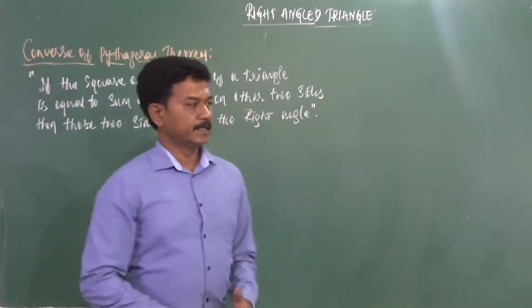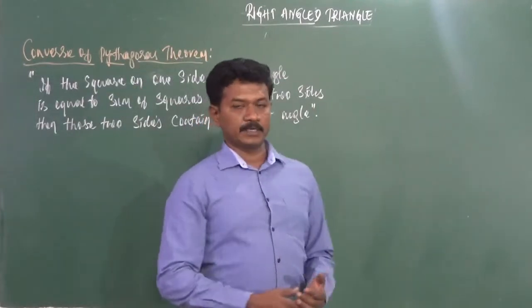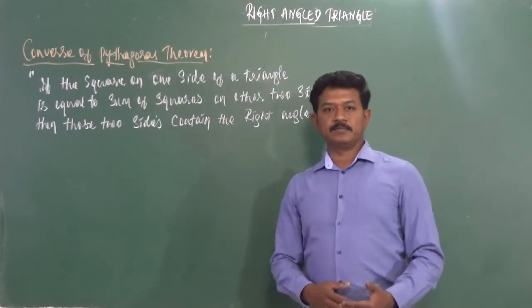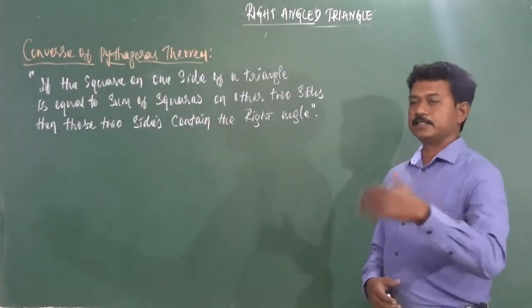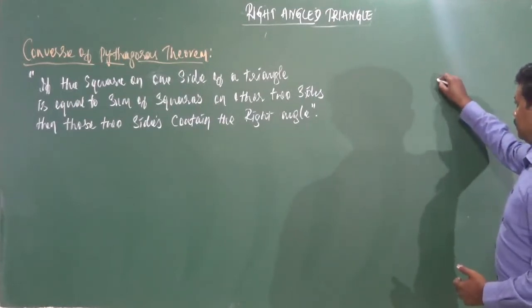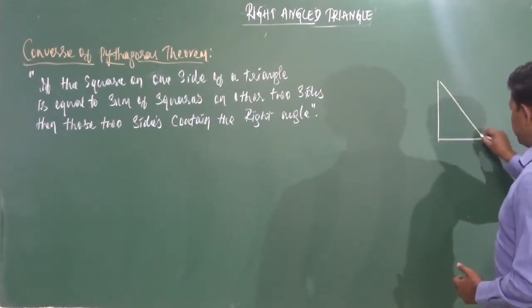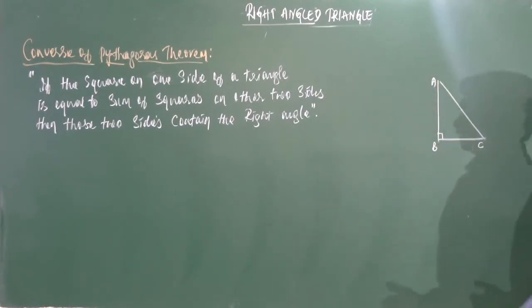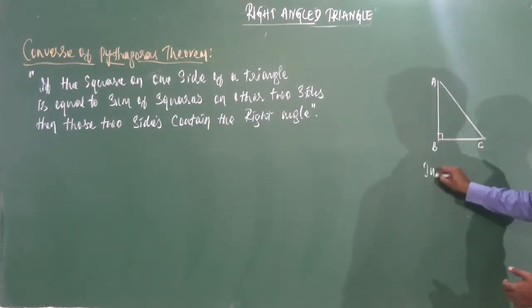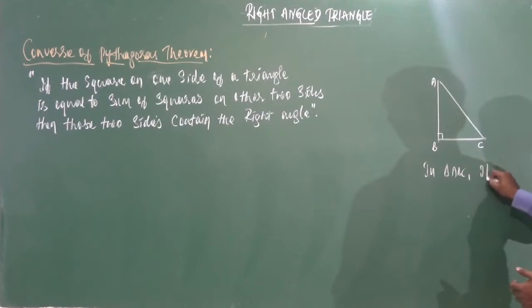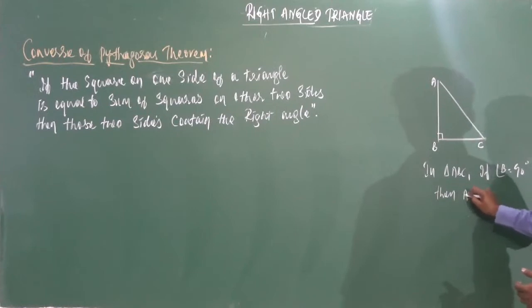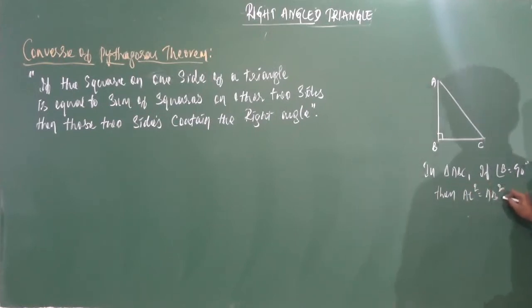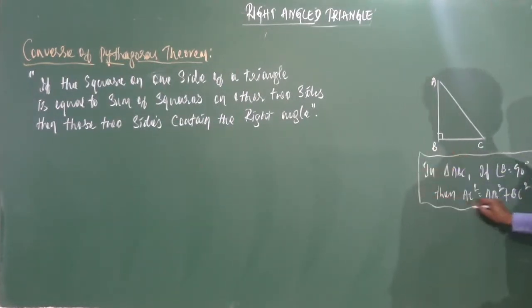Very simple, right? Before getting into the converse of Pythagoras theorem, let us recall Pythagoras theorem, so that we can easily understand its converse. Let us take triangle ABC where angle B is equal to 90 degrees. In triangle ABC, if angle B is equal to 90 degrees, then AC square is equal to AB square plus BC square. So this is Pythagoras theorem. You have to remember this.